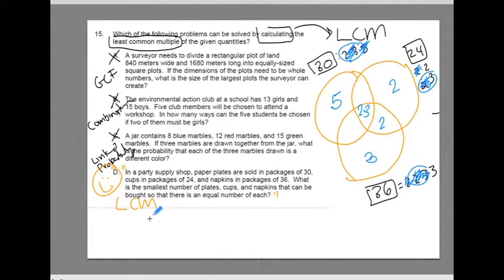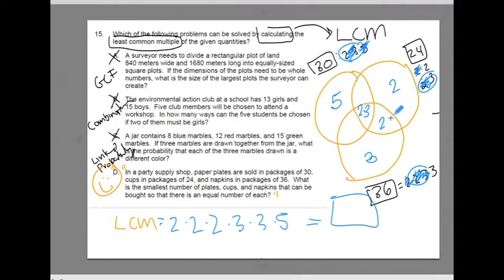Now the last step in using Venn diagrams to calculate the least common multiple of a set of numbers is to take the numbers in the Venn diagram and multiply them all out together. So I'm going to take all these values here, a 2 times a 2 times a 2 times a 3 times a 3 times a 5. I'm going to multiply them out. And whatever the product is of what's left over in the Venn diagram, when you multiply out all these values, is going to be the lowest common multiple of 30, 24, and 36.